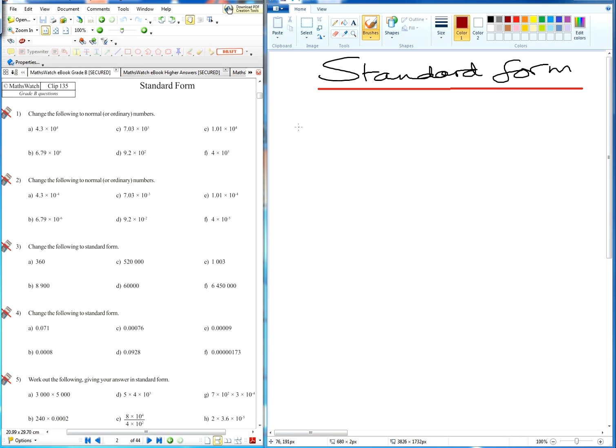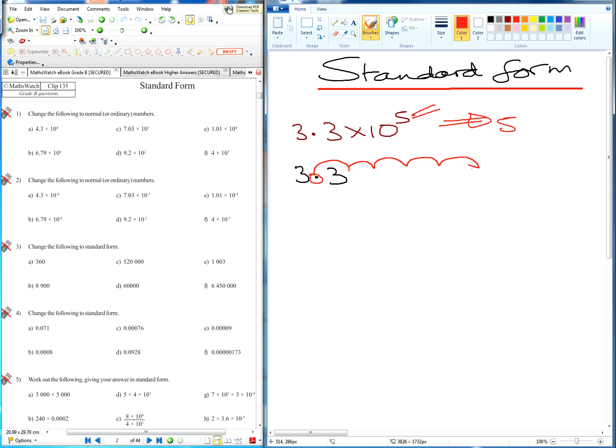So we have, for example, 3.3 times by 10 to the power of 5. Now, when we change this standard form into a normal number, I'm going to copy down the 3.3 underneath, so I've got space to do my working out. And that 5 is positive, so I've got to move to the right by 5 jumps. So here's my decimal point. 1, 2, 3, 4, 5.